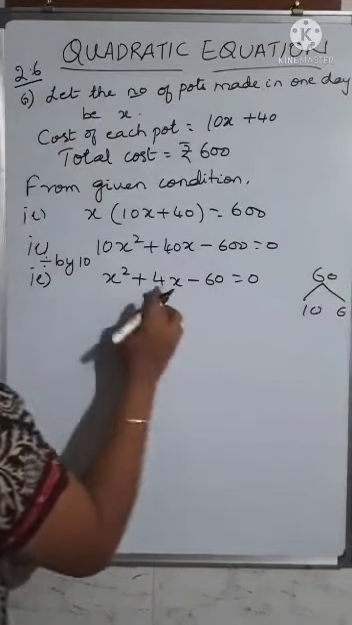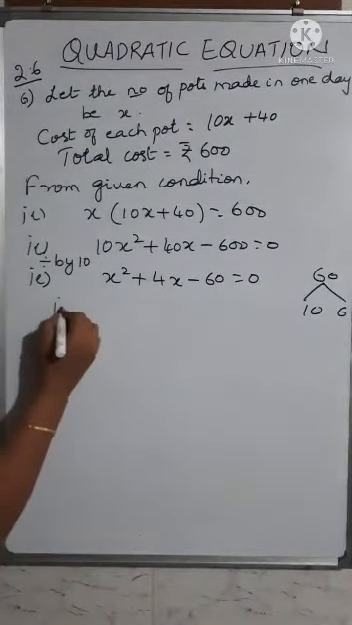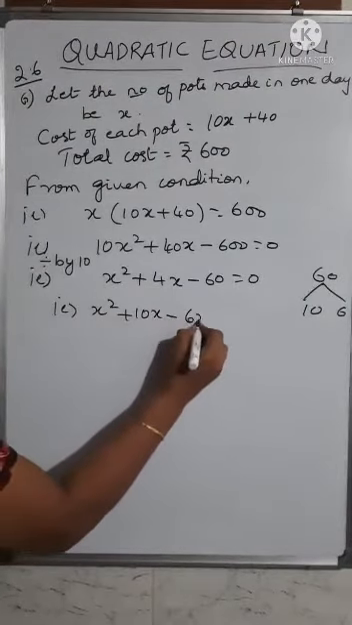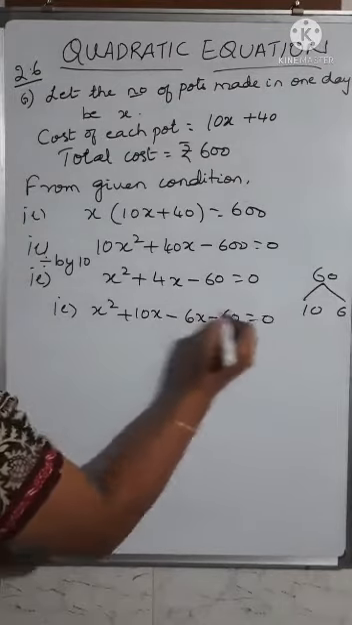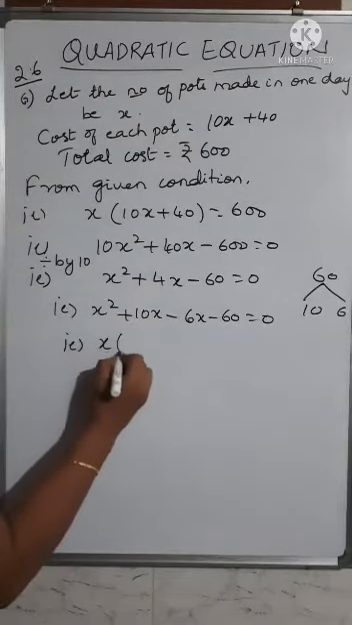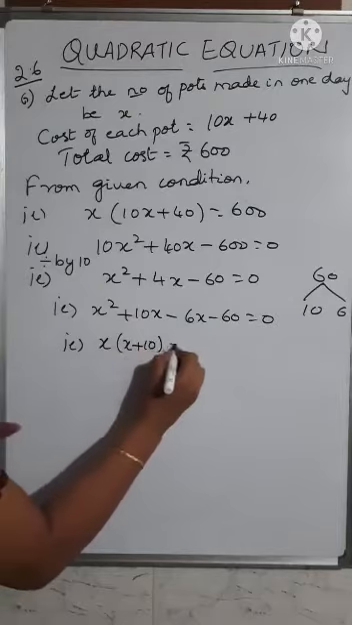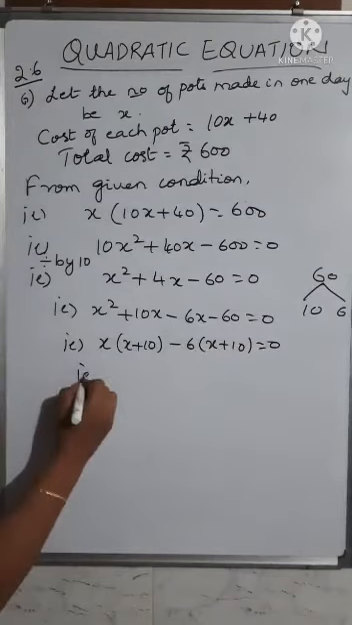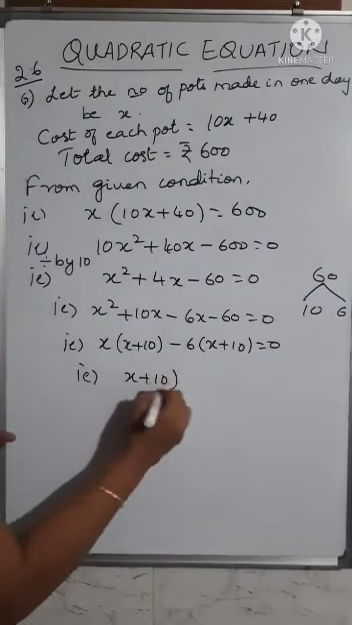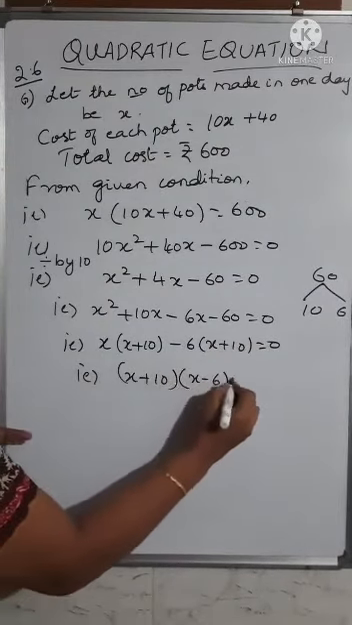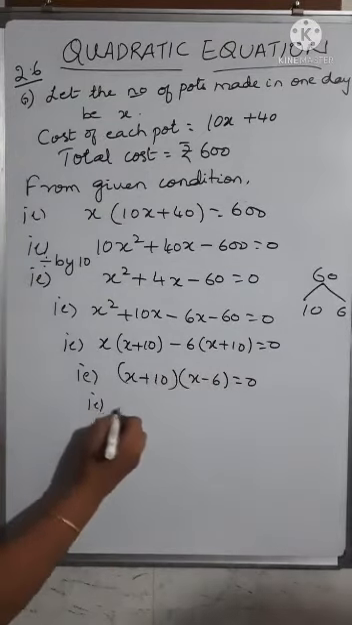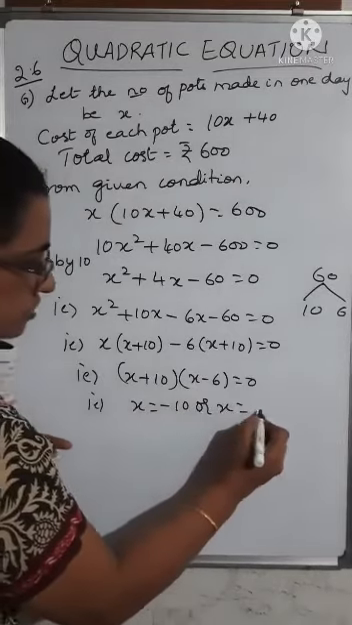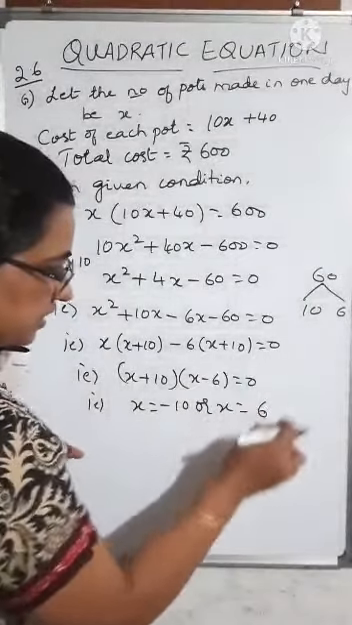10 minus 6 is 4. So you get x square plus 10x minus 6x minus 60 is equal to 0. So taking out common factor, you get (x plus 10) into (x minus 6) equal to 0. From this the value of x will be equal to minus 10, or the value of x is equal to 6, taking to the other side.